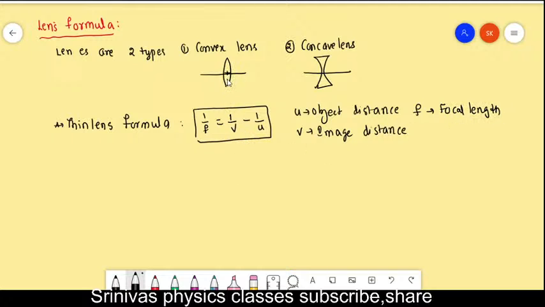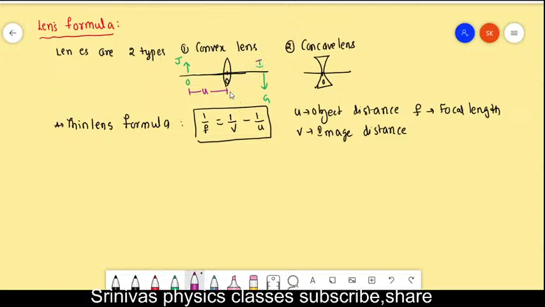This is the optical center. This line is called the principal axis. For example, if the object is placed here, this is the object, and its image is formed here. This is the image, for example. The distance of the object from the optical center is called the object distance.